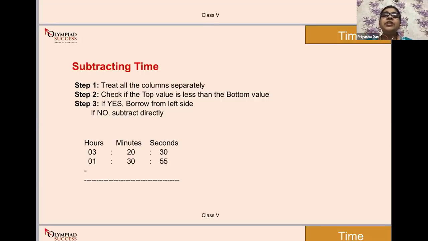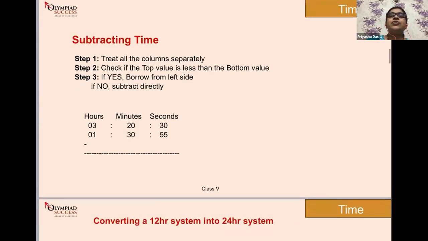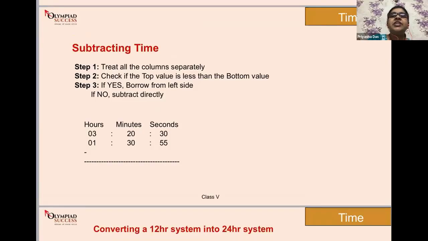Now what we have to do here, step 1 says that treat all the columns separately. So we will be separately treating all the columns. And the second step says that we have to check the top value, when I say the top value, guys, this denotes the top value, this denotes the bottom value. If the top value is less than the bottom value, then we will borrow from the left hand side. Yes, so let us check for the seconds.